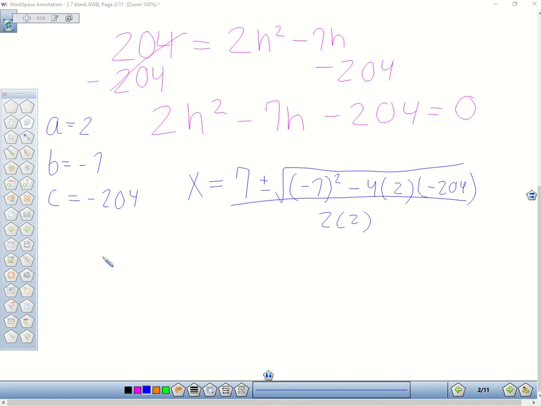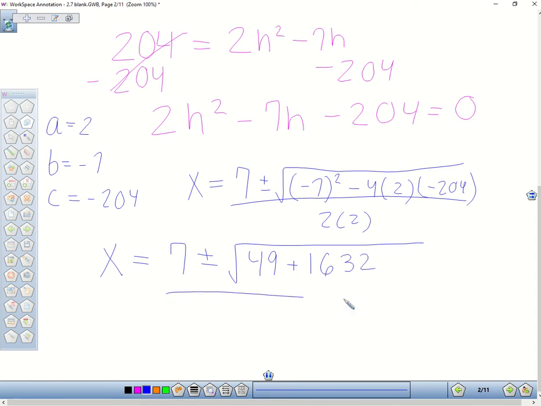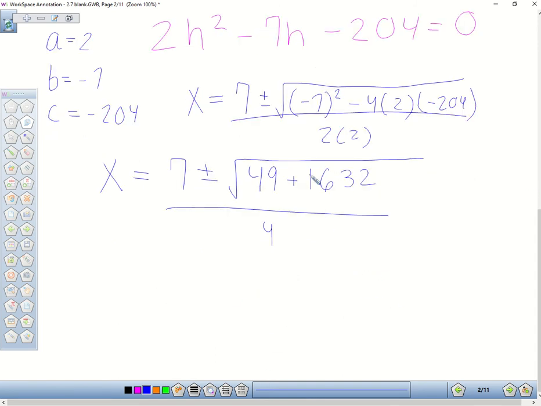So, we're just going to simplify this. So this becomes x equals 7 plus or minus the square root of 49 plus whatever that multiplication is, 4 times 2 times 204. I'm getting 1,632 all over 4. I'm going to combine underneath the radical, and I get x equals 7 plus or minus the square root of 1,681 over 4.